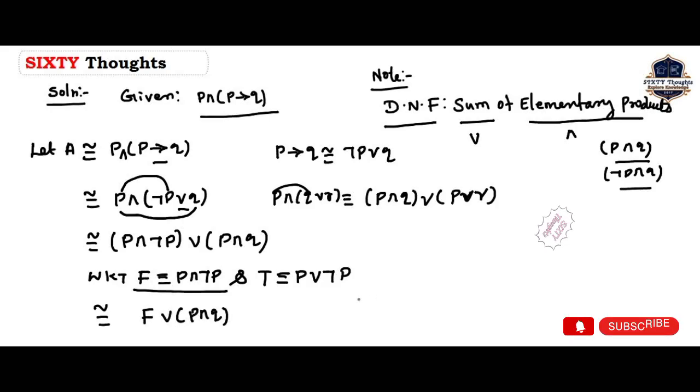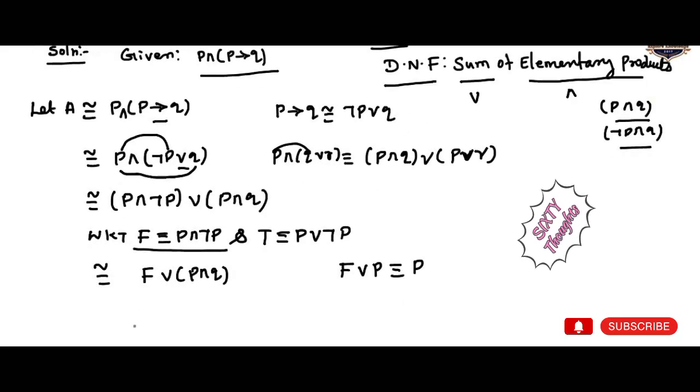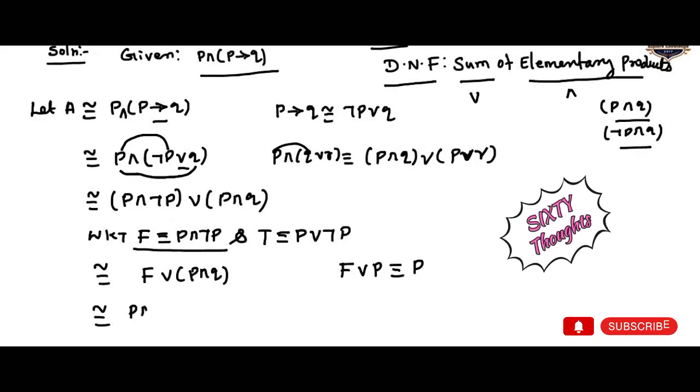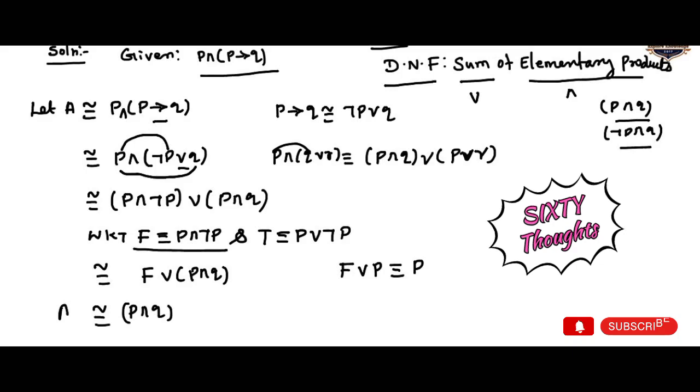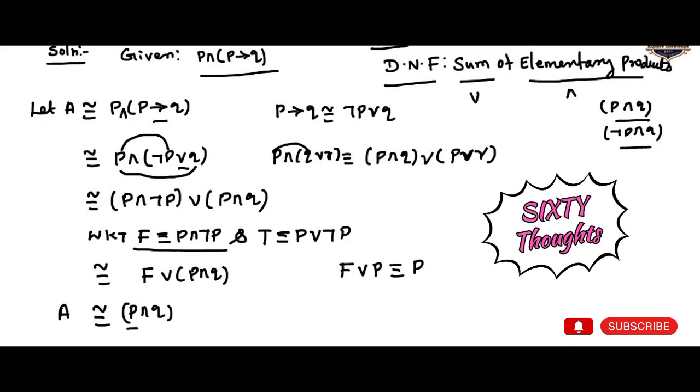What is the identity property? False or P is equal to P. Using the identity property, we get only P and Q. So it is equivalent to only P and Q. What is the left hand side? The left hand side is the given expression, that means A. Now you see this term is called an elementary product. What is the elementary product definition? A product of P and Q, and the negation of P and Q, is called an elementary product.